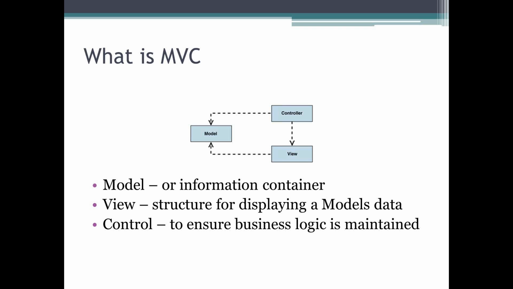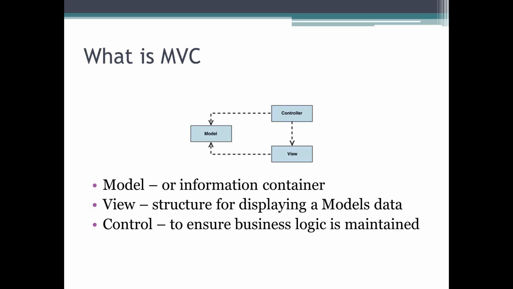So let's break it down. The model is our container of information. In the model, we build out our business logic. We build out our containers of business logic, or our structures for business logic, which would be something like a customer object. A customer has a first name, a last name, an email address. The model contains that information that is the attribute of a customer.